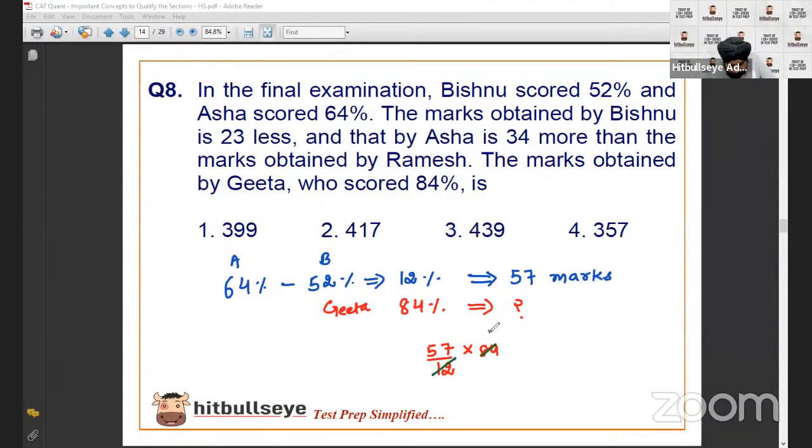Now 12 sevens is 84. Now 50 into 7, 350, plus 49, it is 399. So people, 399, that is the first option, becomes your answer. 399. So people, let's proceed further.